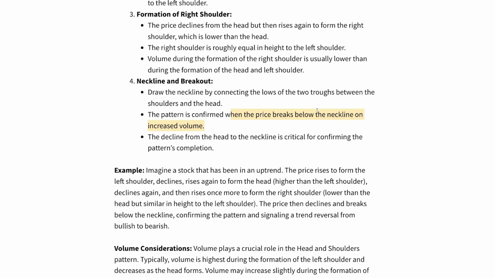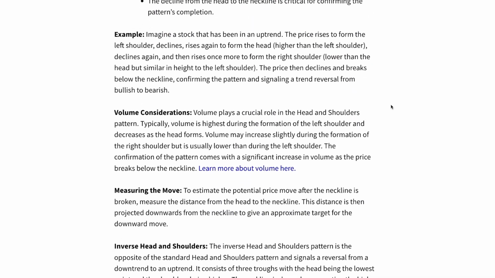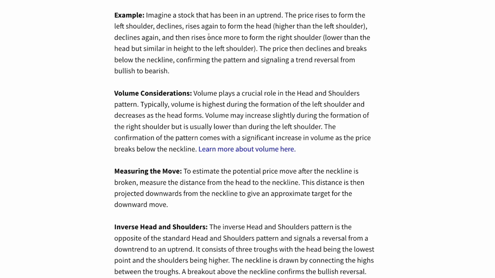So again, imagine you have a stock and it's been on an uptrend. The price rises to form that left shoulder. It declines, it rises back up to form the head, which is slightly higher than the shoulder. And it declines again, rises back up to the right shoulder. And as the price declines, it breaks that neckline. It confirms that we have a reversal here and the pattern is intact. It is confirmed, and then we are going to move into a downtrend.